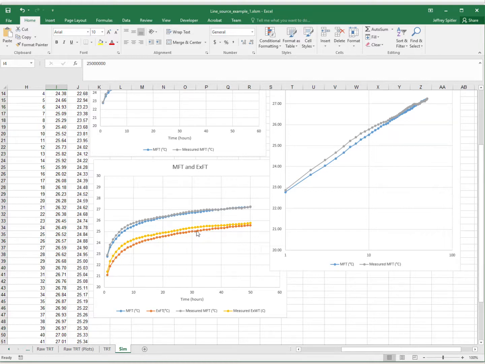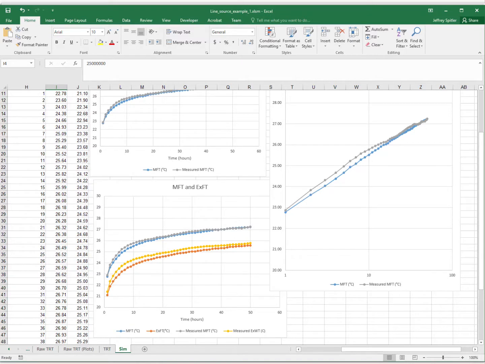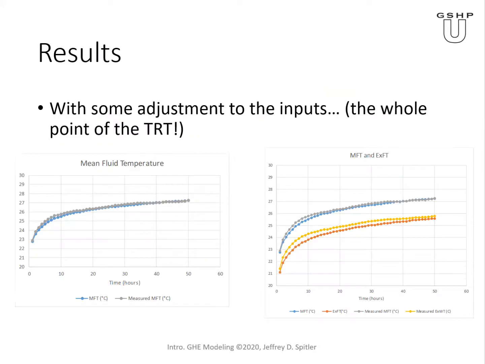We're off by 0.2, 0.3 degrees. We might be able to do better, but I would say in general, you shouldn't expect that your simulations of ground heat exchangers are really going to be much better than this. Okay, so let's go back then. Again, adjusting the inputs is the whole point of the TRT.